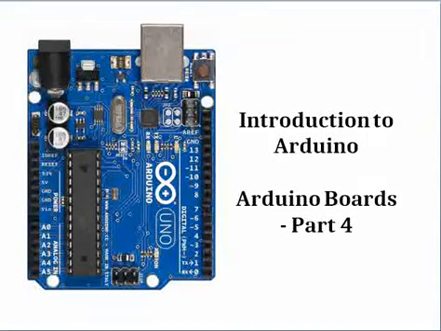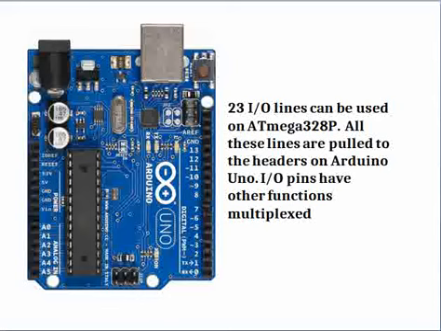Hello all, welcome back. So let us talk further about the Arduino boards. One of the favorite boards, right? Basically the ATmega328P microcontroller, which is an 8-bit microcontroller, which we have talked about, right? It supports 23 IO lines. So what are these IO lines? They are basically the GPIO, which we talked about, right?